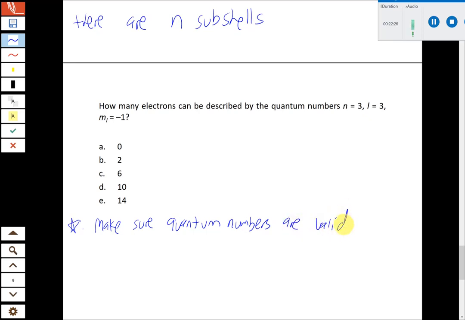If we do that here, n equals 3, which we're told, so the allowed values of L, as we talked about in the last problem, are 0, 1, and 2. So if n equals 3, L cannot be 3. This is an invalid set of quantum numbers.